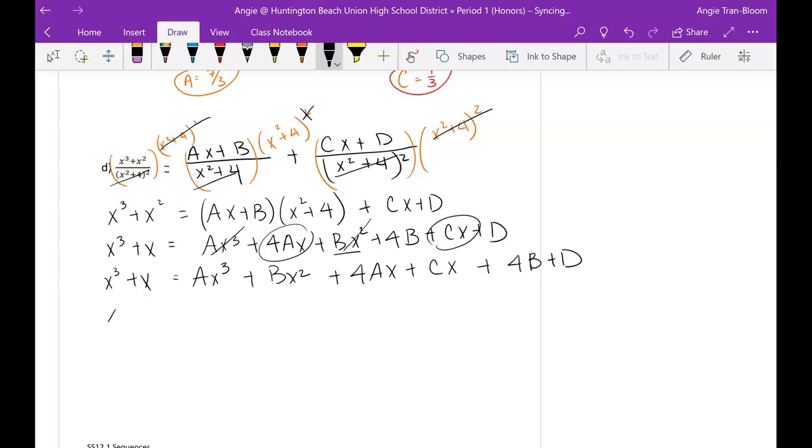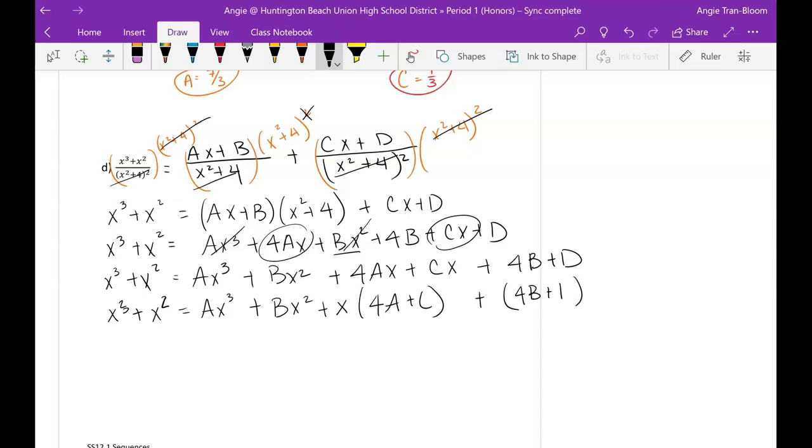Well, since we only have, oops, I forgot the square terms. These are all square terms. Since I only have one x to the third, leave it. Since I only have one x squared, leave it. I'm going to factor out an x here. So that means 4a plus c. Then these are just going to be grouped together as 4b plus d. Okay?